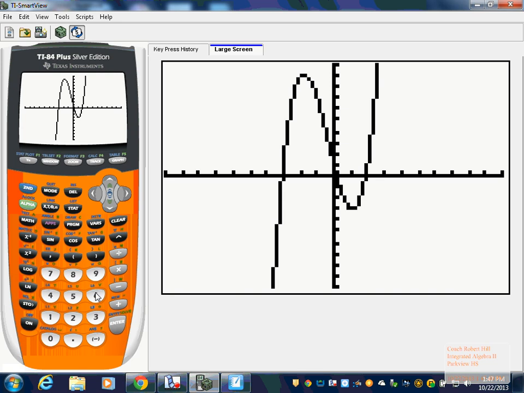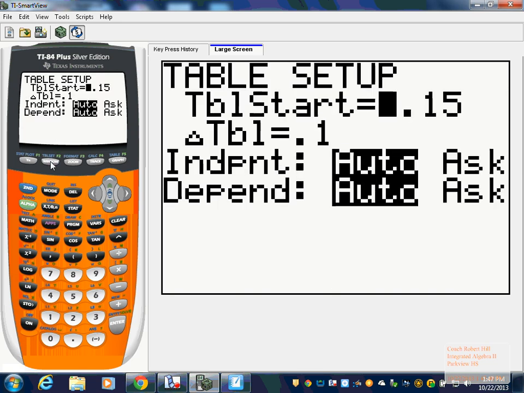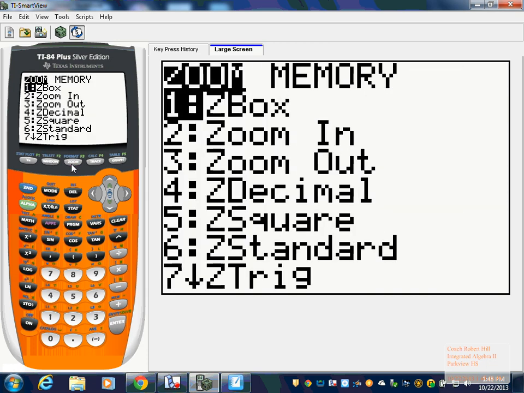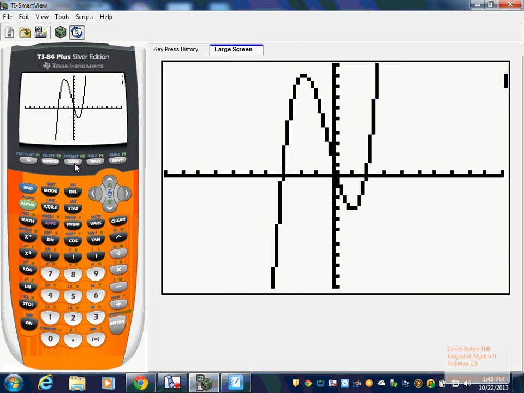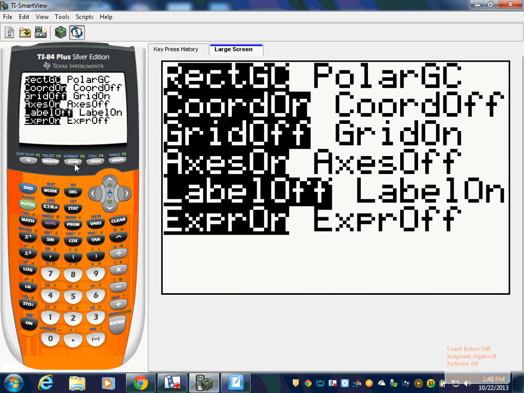One other thing in terms of your calculator, if you wanted to look at the table of answers, look, table. There's a table. Table start. Delta. There's a Greek letter delta again. Delta table. Zoom. 6 is standard. Second, format. Lets you format what the things look like, whether it's got a grid or anything like that.